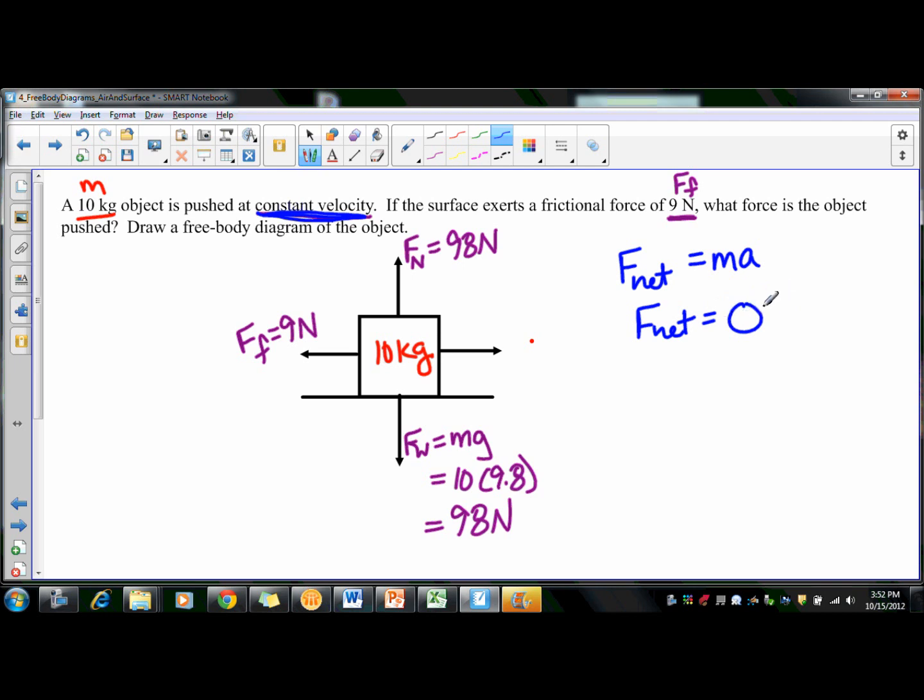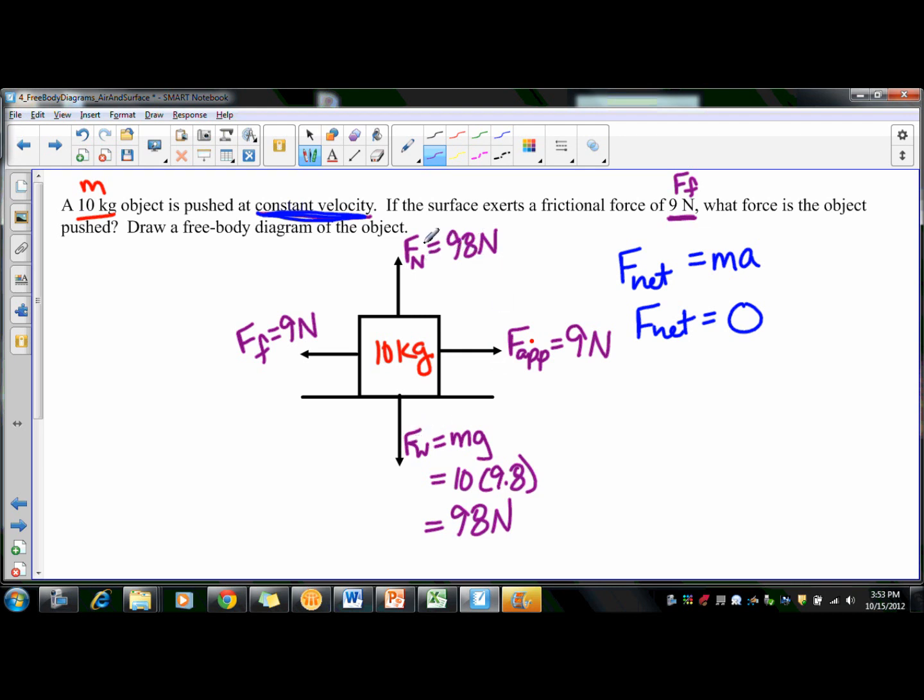Remember, there were 2 instances where net force is 0. One is it's pushed at constant velocity, the other is it's standing still. So this one is constant velocity. To have a net force of 0, we have to make sure that all of these cancel out. So 98, 98, 9, and 9.